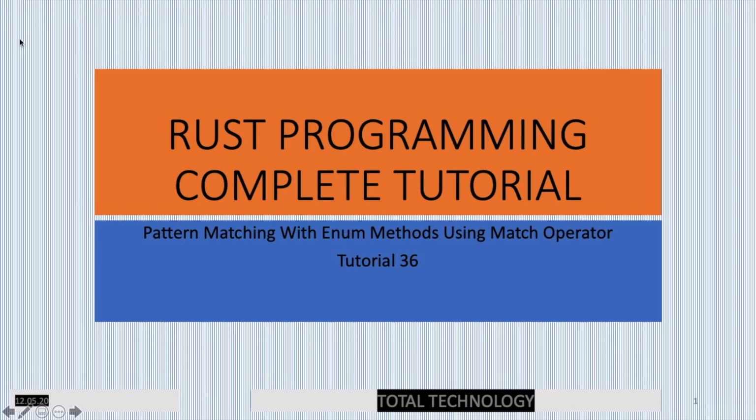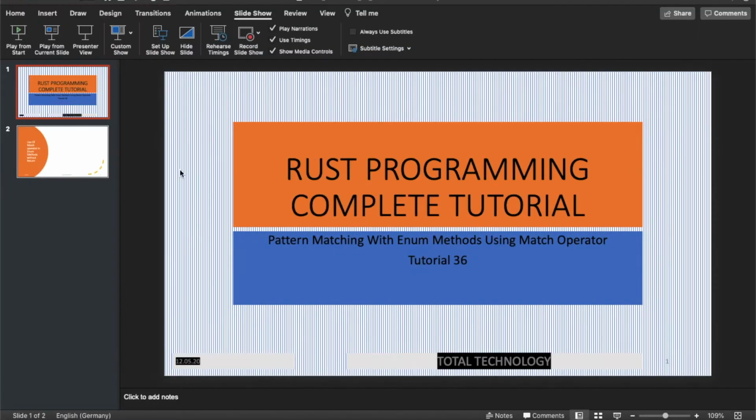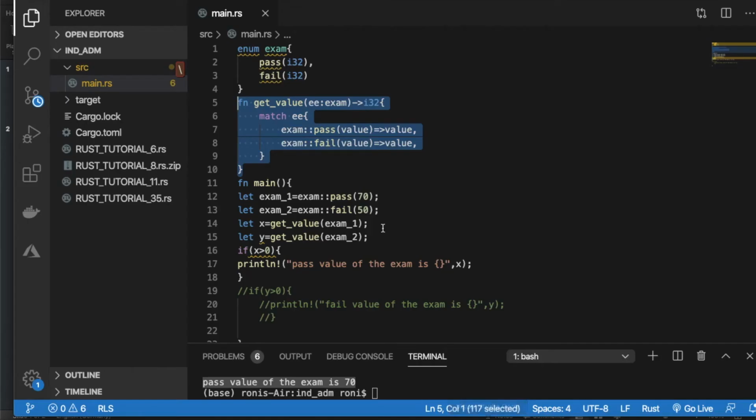This is tutorial 36 and today's topic will be pattern matching. In this tutorial we'll talk about how to do pattern matching using an enum method, and that too using the match operator. So three things. We are going to do pattern matching using an enum method, and inside the enum method we'll use the match operator. So let me quickly open my IDE so I can explain this.